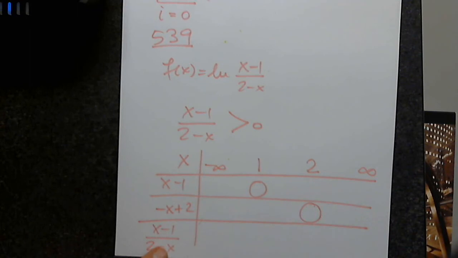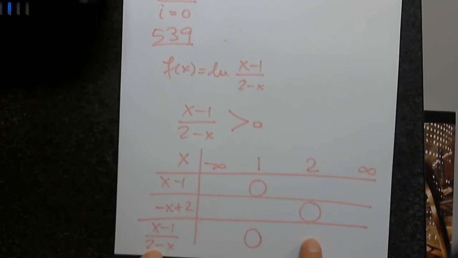There must be a 0 somewhere for the second row. Good. And then what happens with this ratio when x is 1? 0. Awesome. What happens to the ratio when x is 2? Careful. Undefined. Yes. Good.